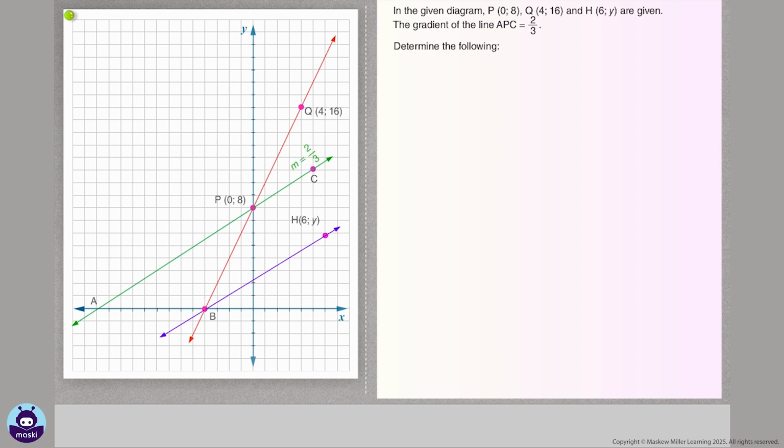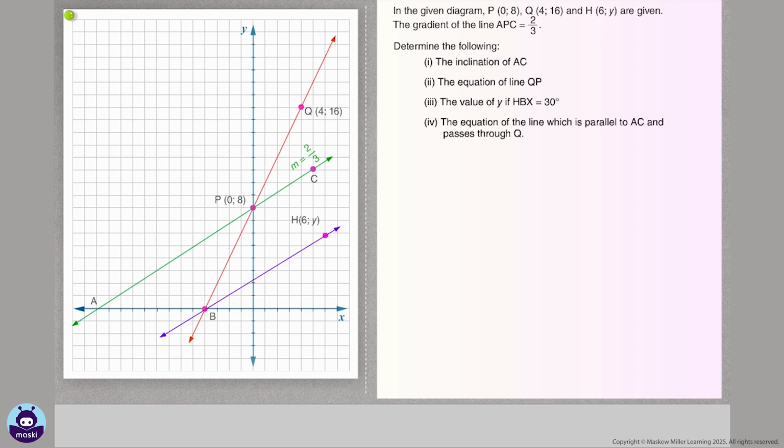Determine the following: the inclination of AC, the equation of line QP, the value of y if HBX is equal to 30 degrees, and the equation of the line which is parallel to AC and passes through Q.